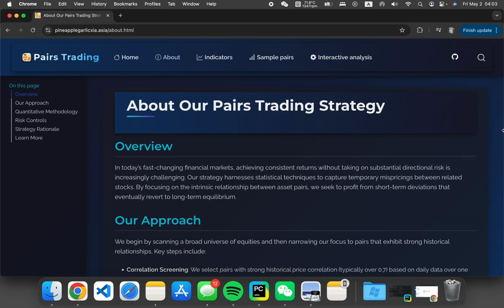On the About page, you will find an overview of pairs trading. Simply put, pairs trading is a market-neutral approach. You go long one stock and short another based on the idea that their prices move together over time. When their price relationship diverges, you bet on convergence, buying the cheap asset and shorting the expensive one.